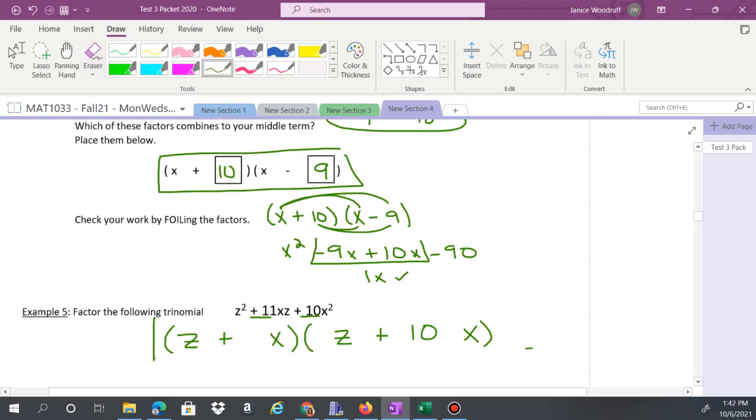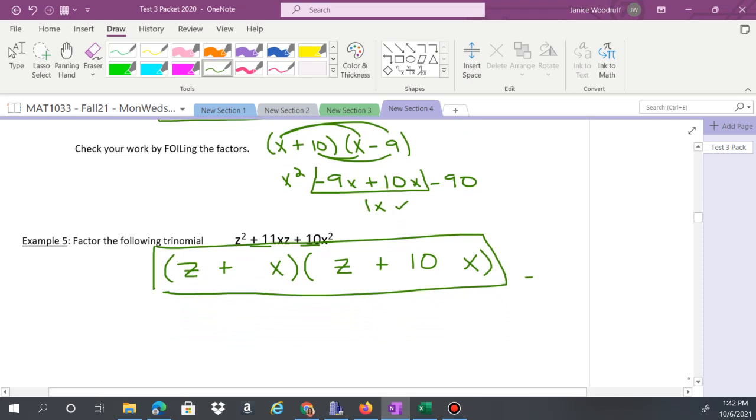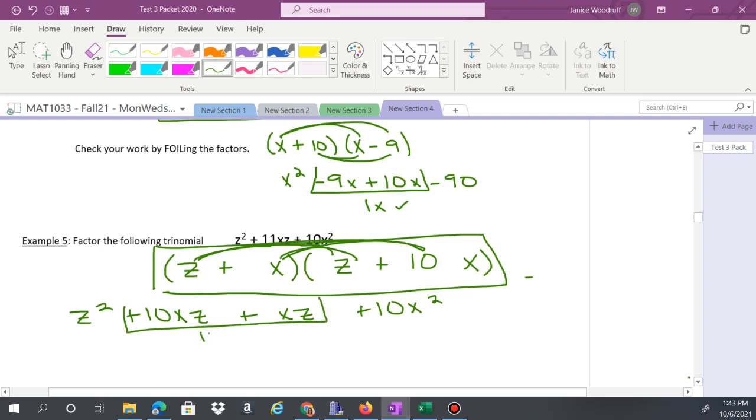So z plus x, z plus 10x. And then we will check it. So z times z is z squared. Z times 10x will go 10xz. X times z, 1xz. And then x times 10x, 10x squared. This combines to give us 11xz. So we are good to go.